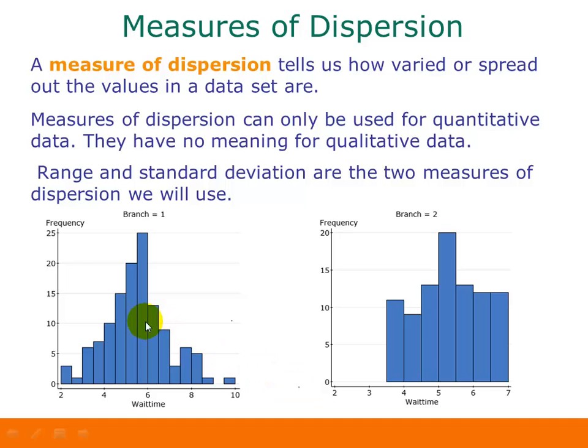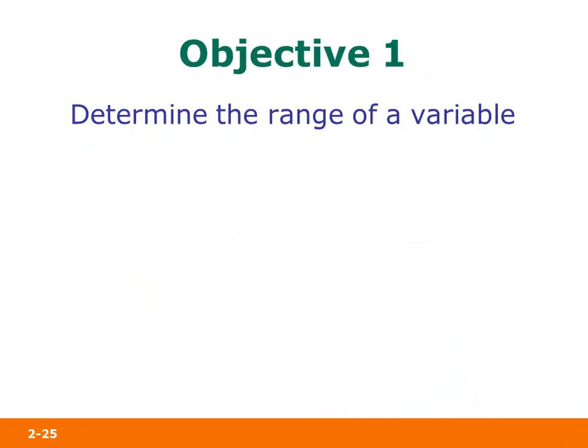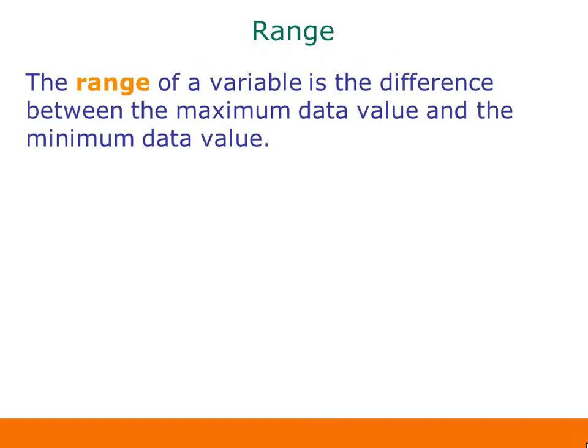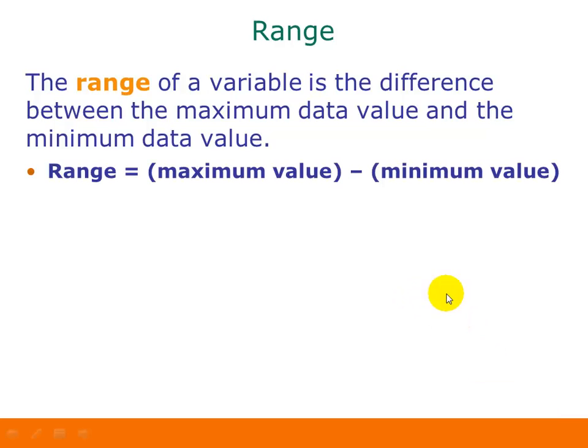So we would say that the data set on the left has more dispersion than the data set on the right. Our first objective is to determine the range of a variable. So the range of a variable is the difference between the maximum data value and the minimum data value. The formula looks like this. All we're doing is subtracting the minimum value from the maximum value to get the range.